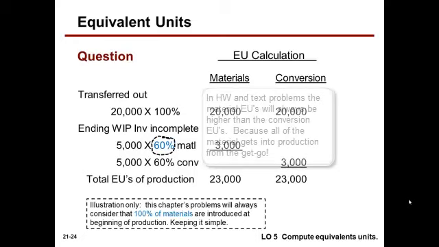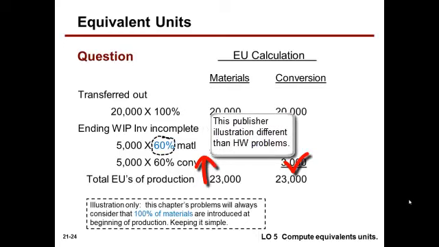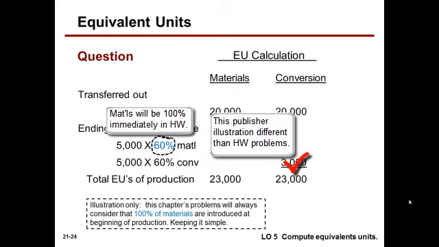And therefore, we'd expect to see that the total EUs for materials will be different than the total EUs for conversion. That is, we'll expect that the total EUs for materials will be higher than the total EUs for conversion because of the fact that we're assuming that all materials are introduced when we do start the process. For other homework problems, not this illustration.